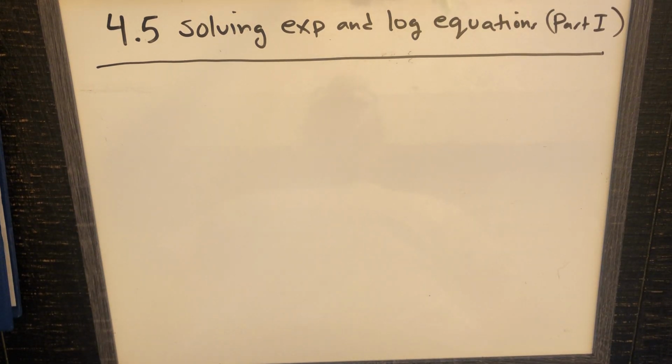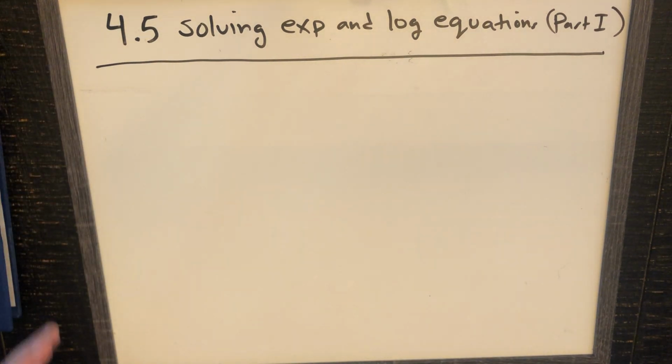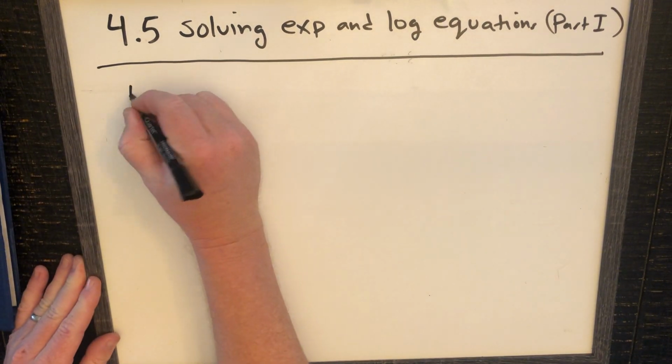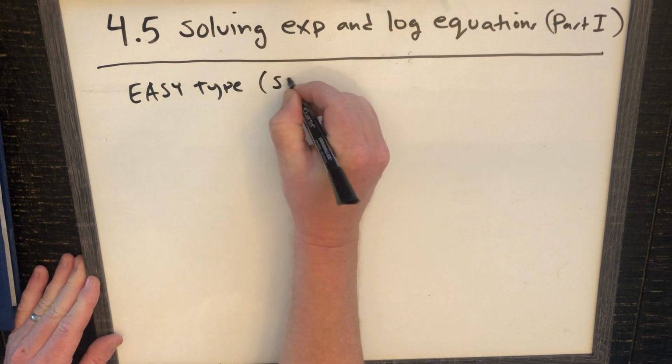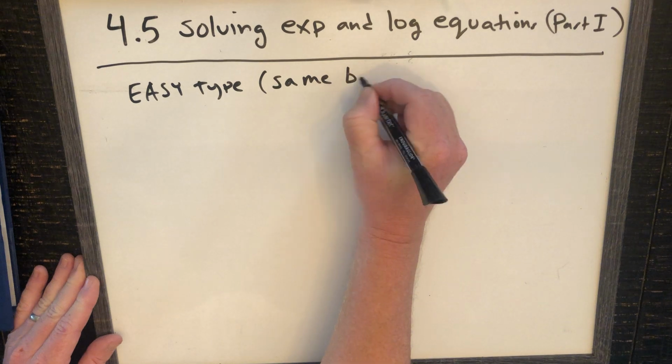This is Dr. Jordan. We're doing Math 12, Section 4.5, Solving Exponential and Logarithmic Equations, Part 1. We'll start with the first type, which I will call the easy type. That's if both sides have the same base.